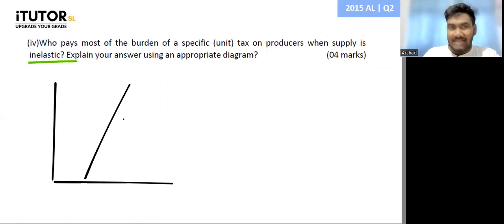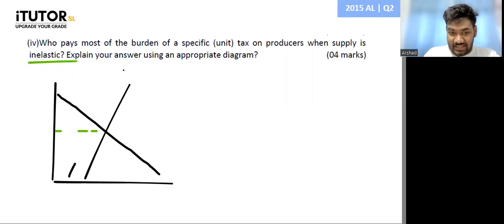So there is a supply curve, and we'll draw a normal, downward sloping demand curve, with an inelastic supply curve. Based on this, what do we have? We have an equilibrium price. Now what happens? Government imposes a tax, and the supply curve shifts to the left. So the question is asking, when there is a tax, who bears the higher burden?